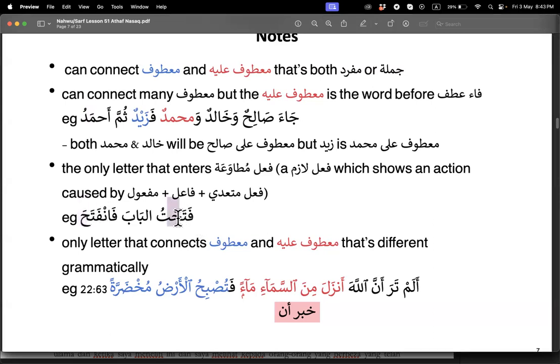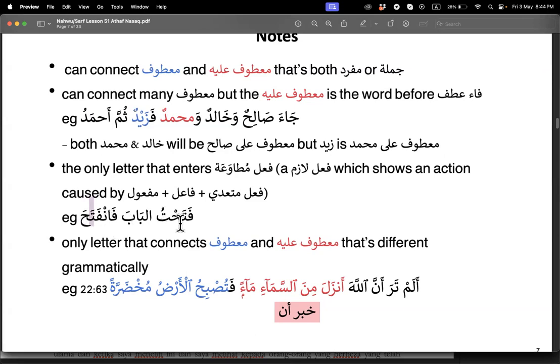But is fataha fi'il lazim or fi'il muta'addi? Fatahtu, muta'addi, yes. And fataha? Fi'il madi, yes, but lazim or muta'addi? This one muta'addi. And infataha is always lazim, yes.